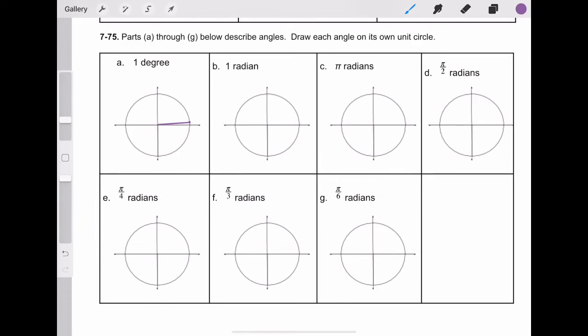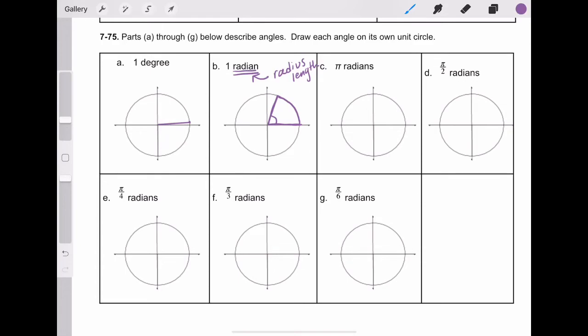Now remember that 1 radian has the size of the radius of the circle. Okay, remember it has that radius length on the circle. So the radius is about this big. So I need that to be maybe like right there. So this angle is 1 radian. Okay.